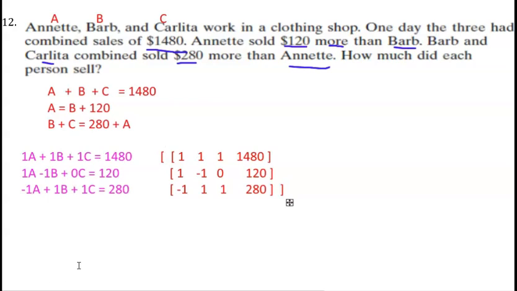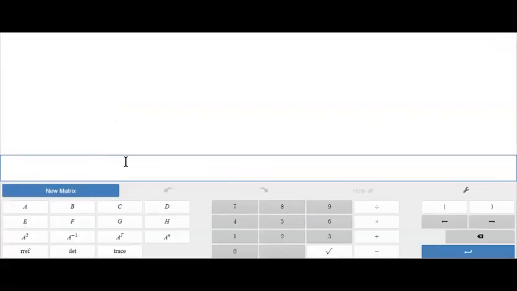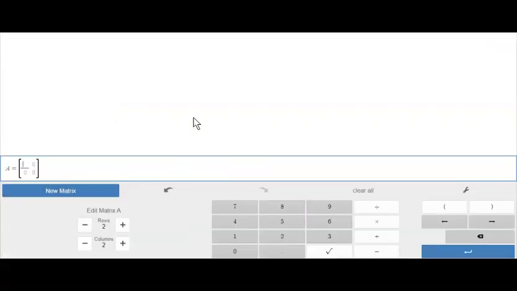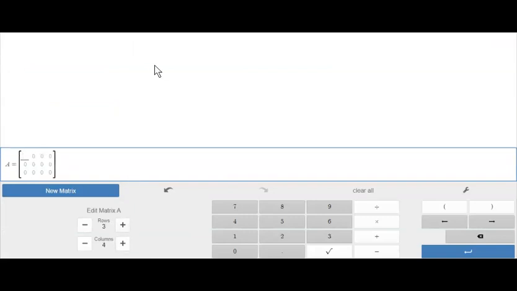From there, we can put it into the Desmos calculator. So we go to desmos.com/matrix. From there, we'll click New Matrix, and we'll set up our matrix. It has 3 rows, 4 columns. Put in the elements.